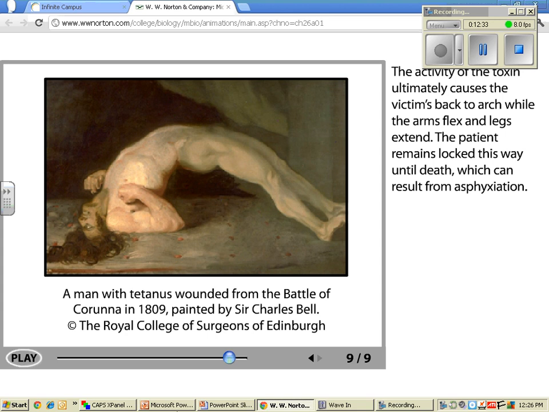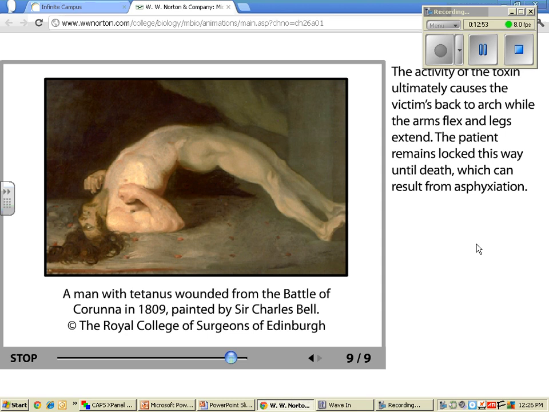That's actually a painting done of a guy, of course, faded out in a perfect spot. But this is what people used to have when they got tetanus. This is what they would look like. This arching of the back. That can't be very nice to have.